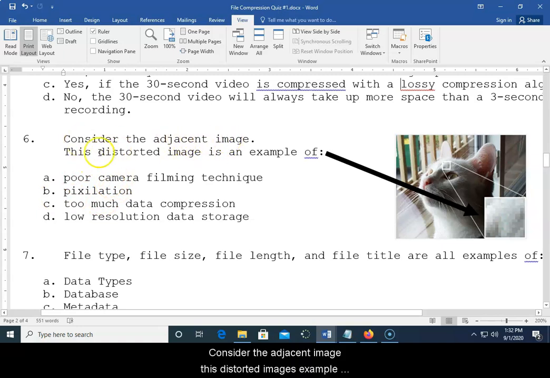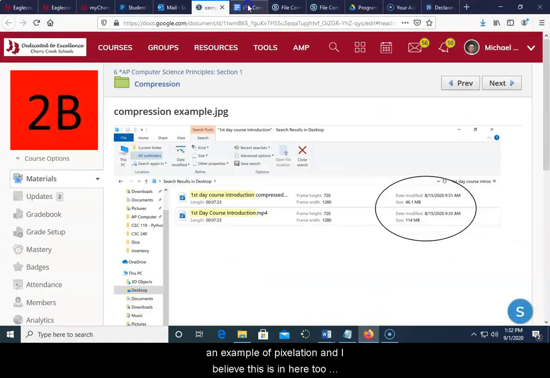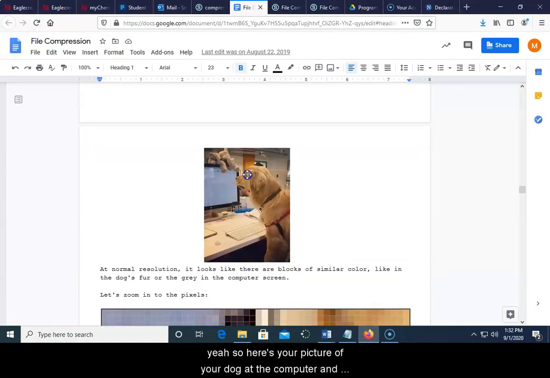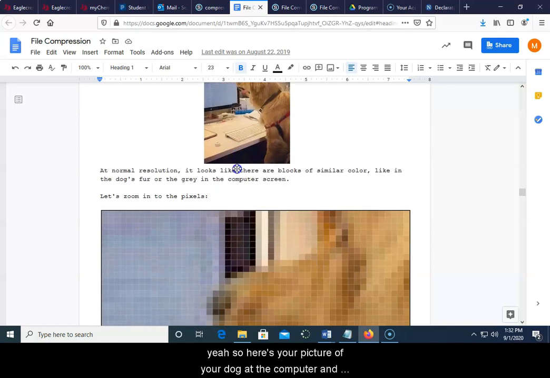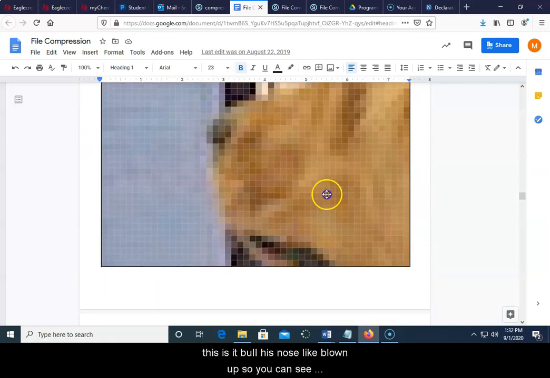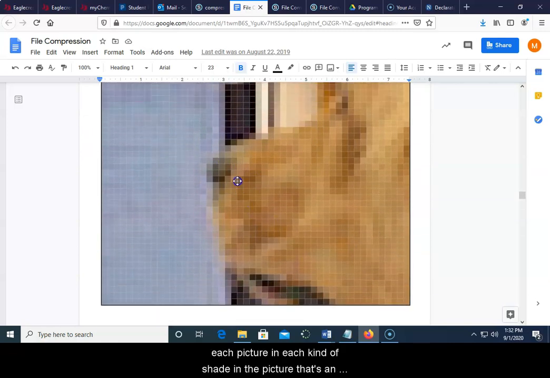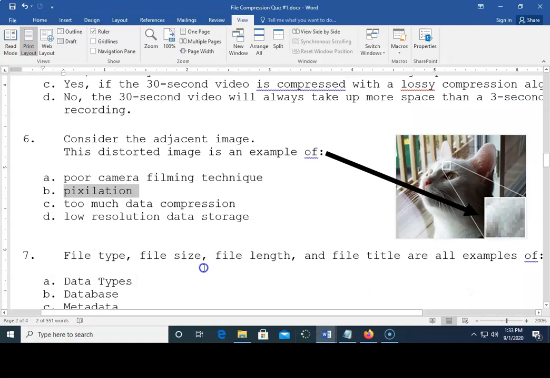Consider the adjacent image. This distorted image is an example of... Okay, so this right here, you've got this part of the cat's head, and then you blow it all up so you can see each pixel. That's an example of pixilation. And I believe this is in here too. Yeah, so here's your picture of your dog at the computer, and this is his nose blown up so you can see each pixel and each kind of shade in the picture. That's an example of pixilation.